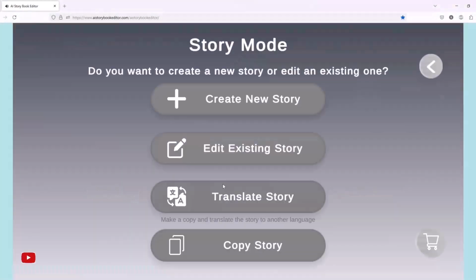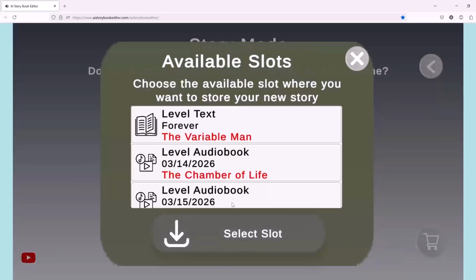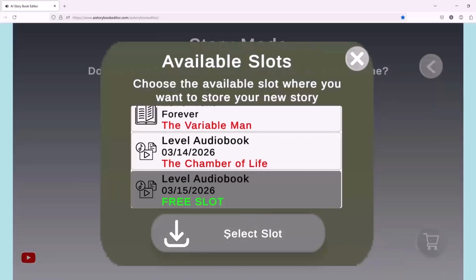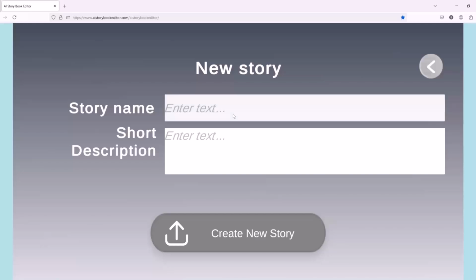The first thing that we are going to do is to create the story. We are going to select a free slot, and it would be The School by Philip K. Dick.